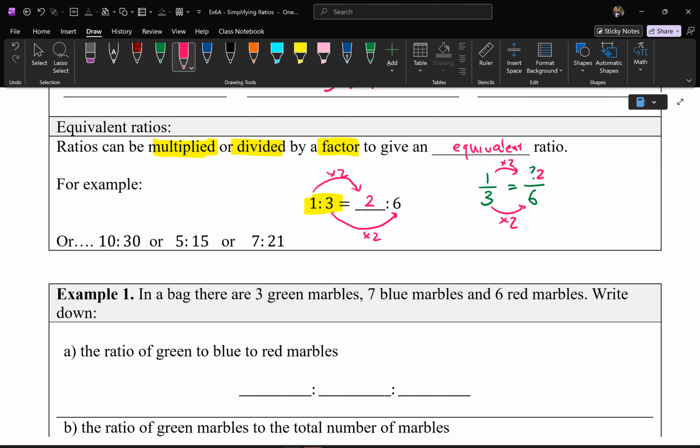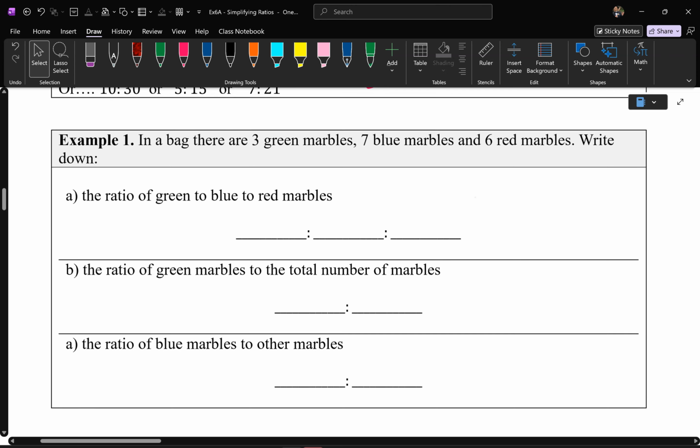Either way works. Both techniques will work the same way. Okay? Here's a quick example for 6A. So 6A is pretty straightforward. It's about you learning how to use ratios.